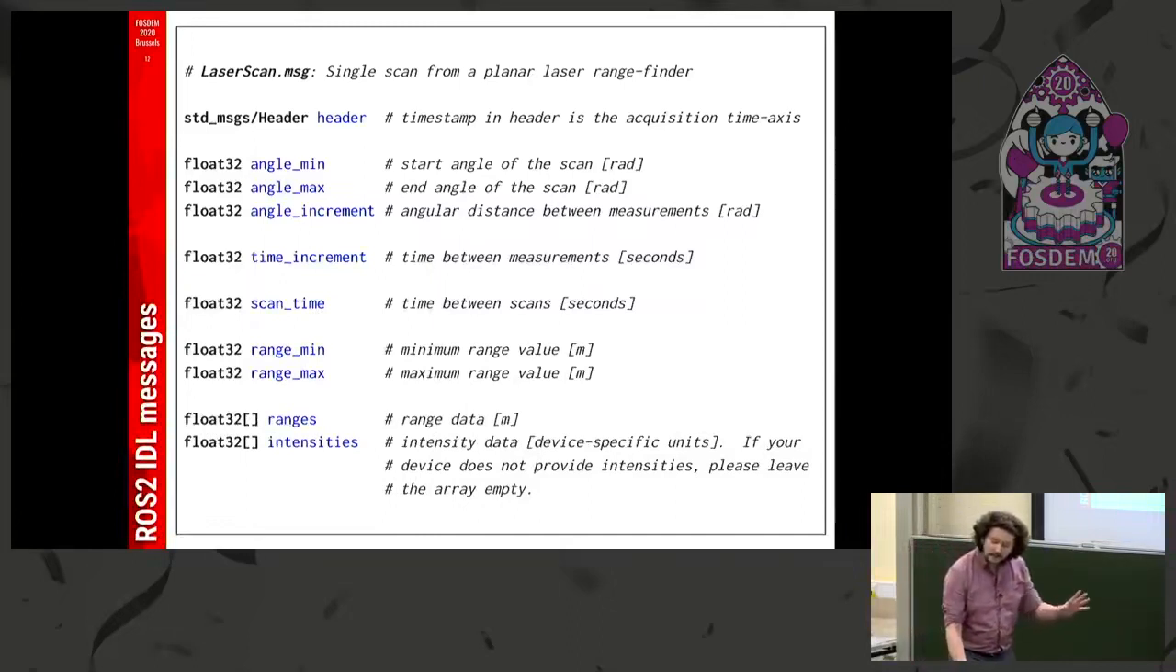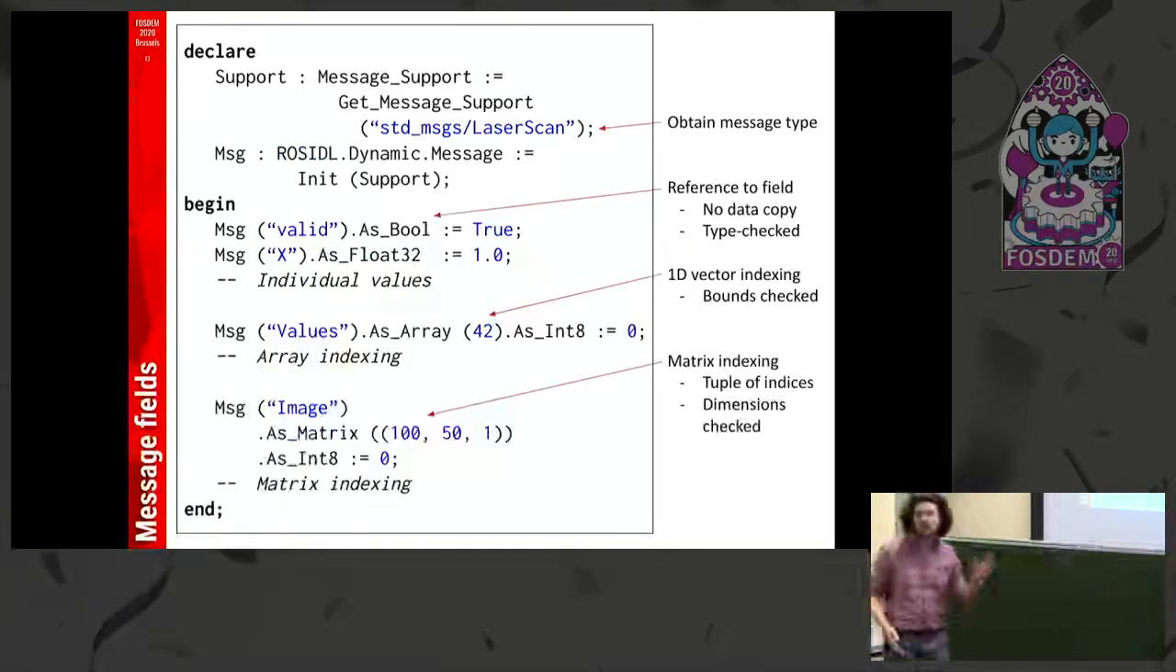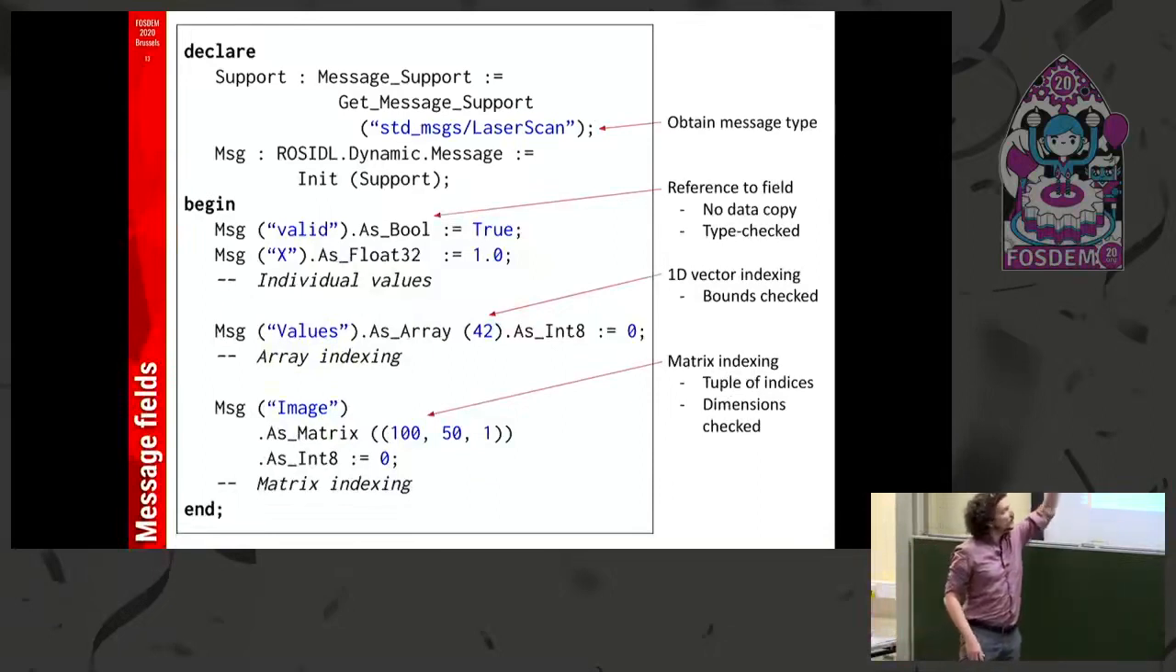And now moving a bit into how this looks in Ada. Well, this is how you would use a message in Ada. So you access the fields by name right now. You specify the type that you must know, although you can do introspection. And everything in Ada spirit is type checked and bounds checked and so on.